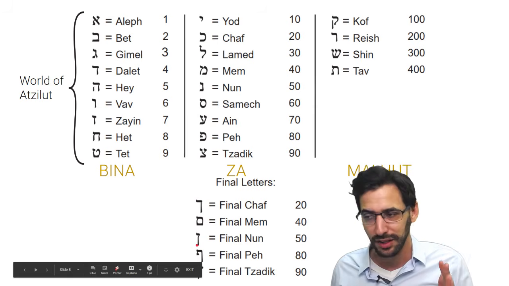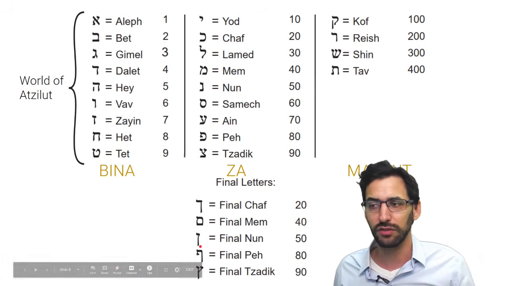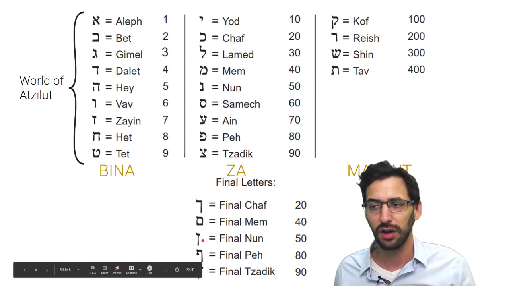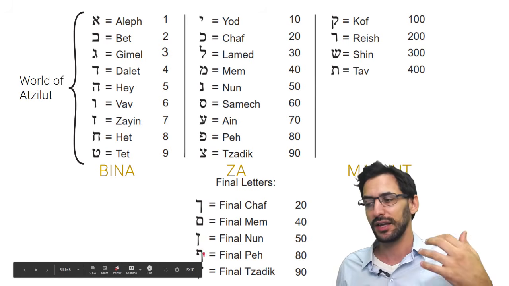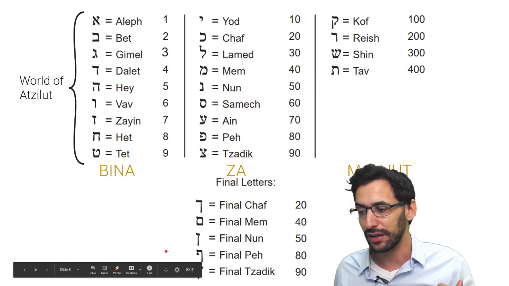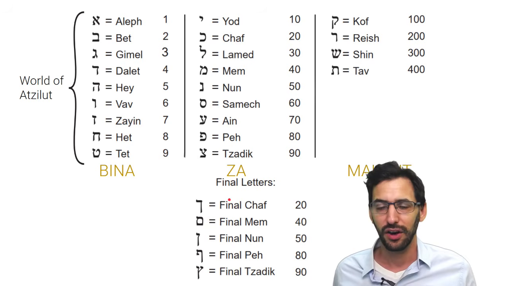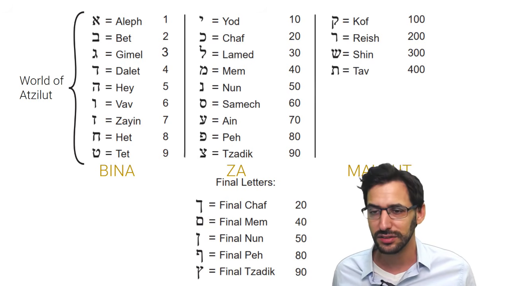Now you can maybe understand why the final letters are all extended. They're long because they represent the connection between the corrected world of Atzilut and the uncorrected worlds of Bria, Yetzirah, and Asiyah. That's why, besides the mem, all the final letters are kind of extended in their writing. Okay, so let's keep going. Take a look at some questions.